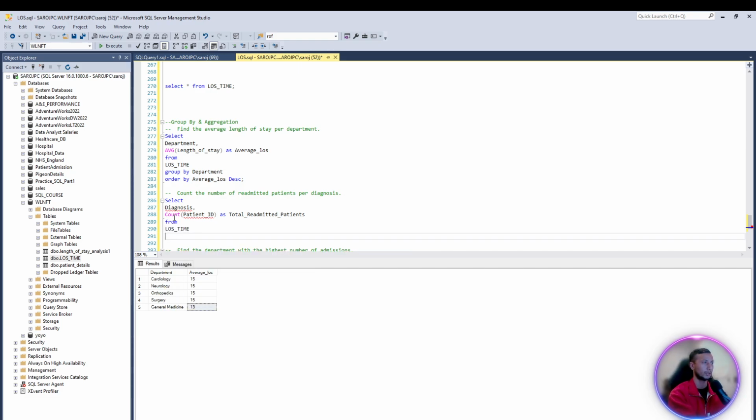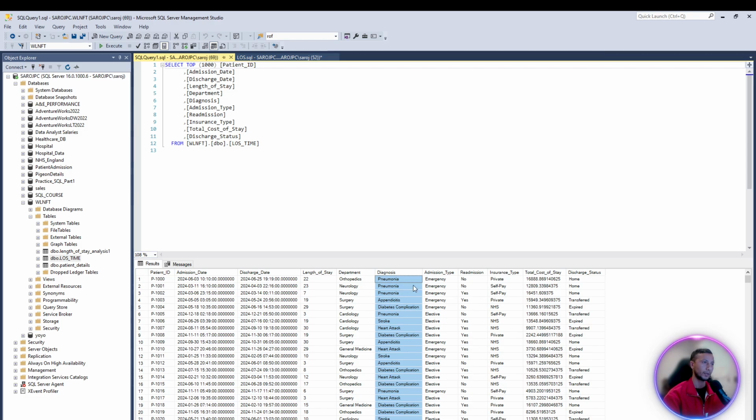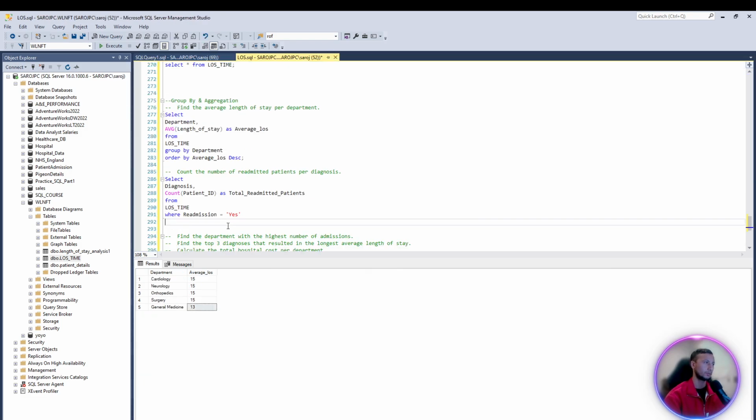Now the question is looking for only the readmitted patients, so we have to put the condition. Our condition will be where readmission equals yes, right? This means we selected the readmission column and we put the condition. We only need the data for this yes. Now we have to use the group by diagnosis.